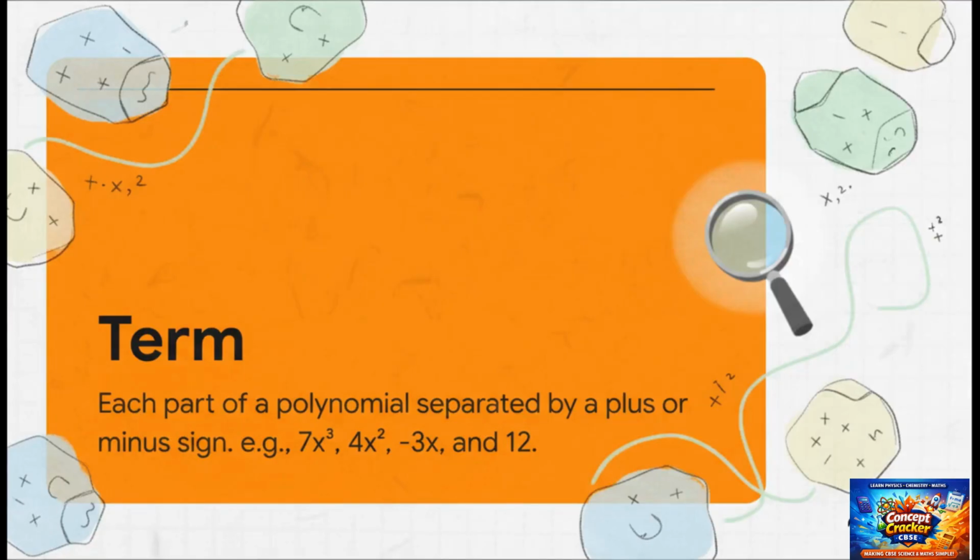First, let's talk about terms. What are they? They're just the individual pieces of the polynomial that are being added or subtracted. So if you look at our example, the terms are 7x cubed, then 4x squared, then that minus 3x, and finally the number 12. 4 separate terms in total.